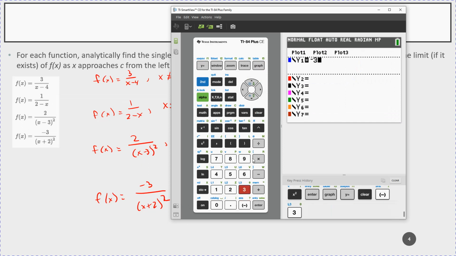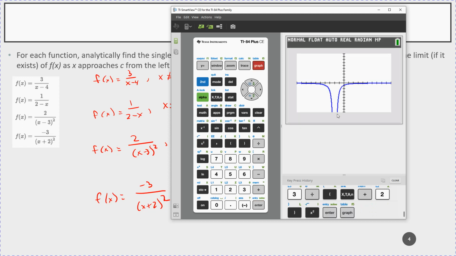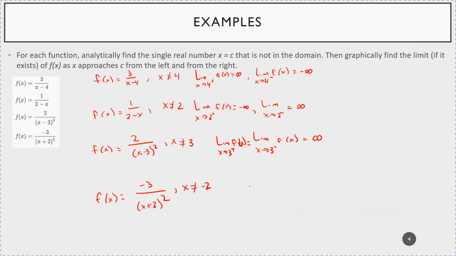And if you look at negative 3 divided by, and then in parentheses, x plus 2 squared, you know, it flips it, right? So as you get to negative 2, they're both shooting down towards negative infinity. You can see the one-sided limits. So you can see the limit as x goes to negative 2 from above of f of x is equal to the limit as x goes to negative 2 from below of f of x. And in this case, they're both going down towards negative infinity.